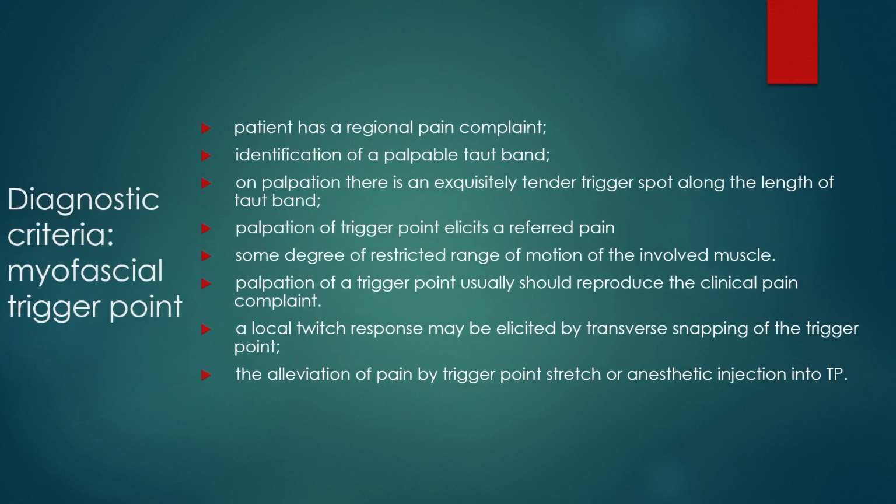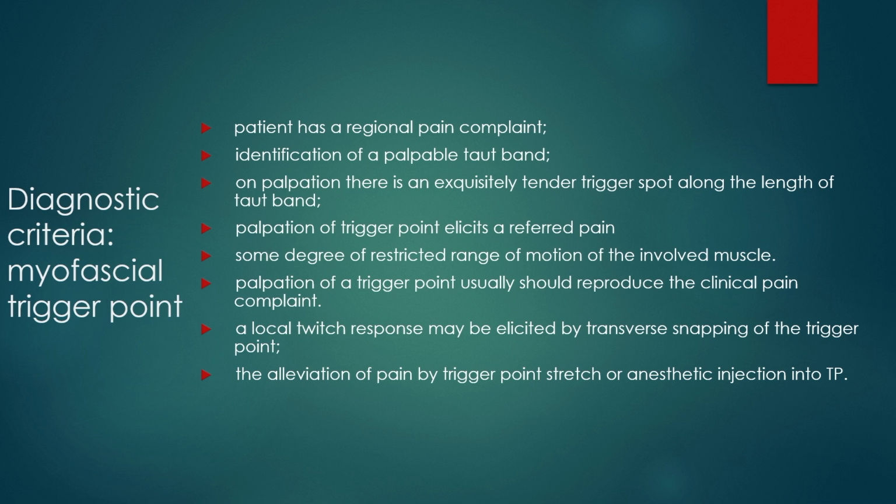So in order to diagnose it, the patient has a regional pain complaint. There is an identification of that palpable taut band. There's pain on palpating there, and the palpation also elicits the referred pain. Usually there's some restriction to their motion because they don't want to move that muscle. And it reproduces the clinical complaint, the chief complaint.